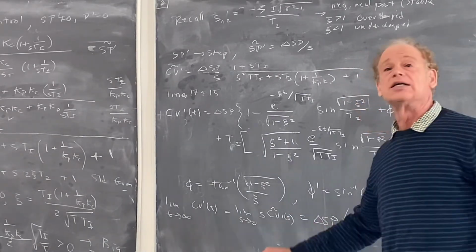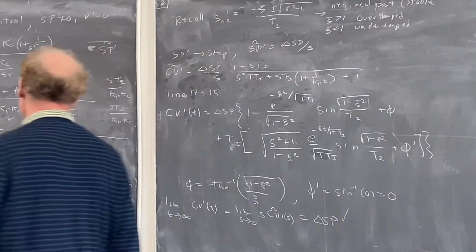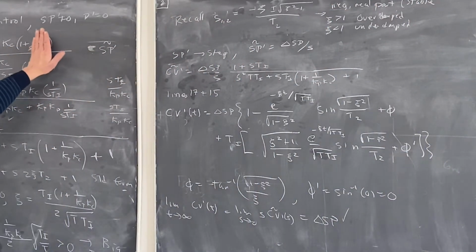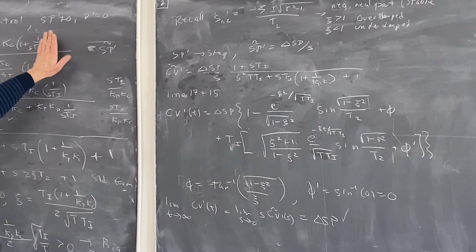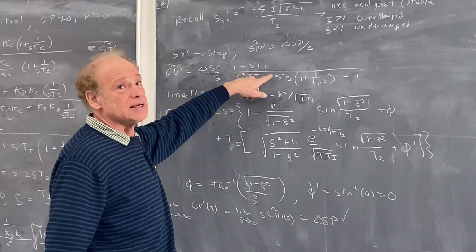And the reason for this is because I had the integral control. What would have happened if I didn't have the integral control? If I didn't have the integral control, I wouldn't have had the STI. Had I not had the STI, it's like dividing top and bottom by STI.